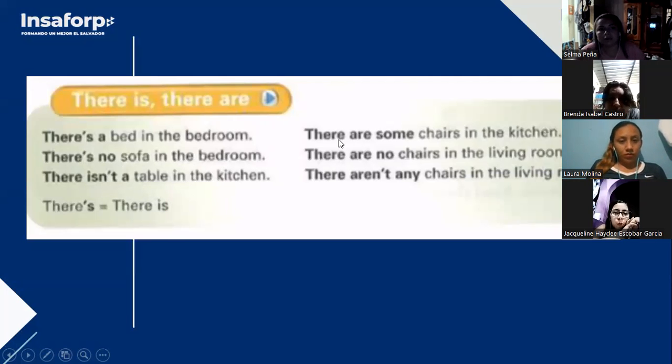There isn't, no hay, okay? And we have in plural, there are, okay? There are some chairs in the kitchen. There are no chairs in the living room. There aren't any chairs in the living room. If you see, guys, this is for plural in negative. There are no, or there aren't, okay? Got it, guys? Everything is clear so far? ¿Está aquí todo claro? Yes, no?